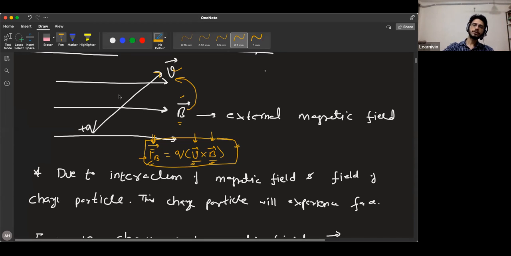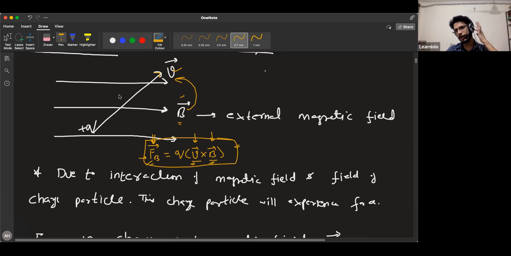Do one thing, just take your right hand and place your fingers in the direction of velocity. Apply the right-hand thumb rule with me. Place your fingers in the direction of velocity, just on your screen, and curl them towards the magnetic field. And tell me, where is your thumb going? Is it going into the screen or coming out of the screen? Just write in the chat room, everyone, please. Is it going inwards into the screen of your laptop or mobile phone or desktop, or is it coming outwards?